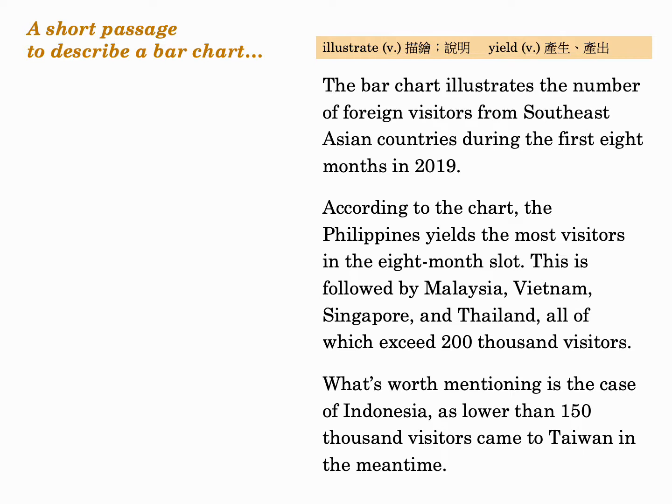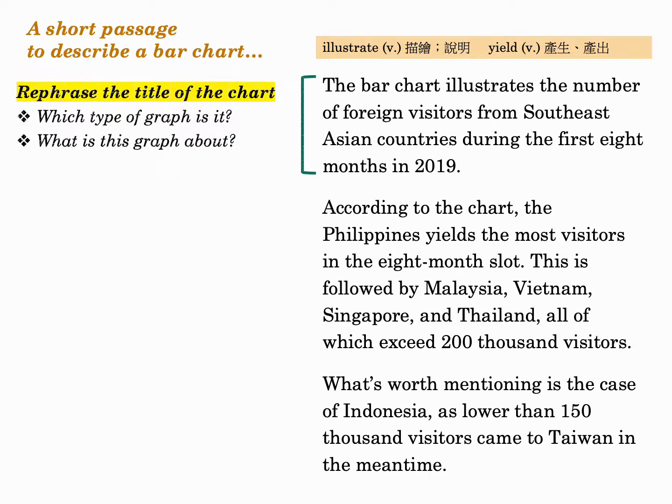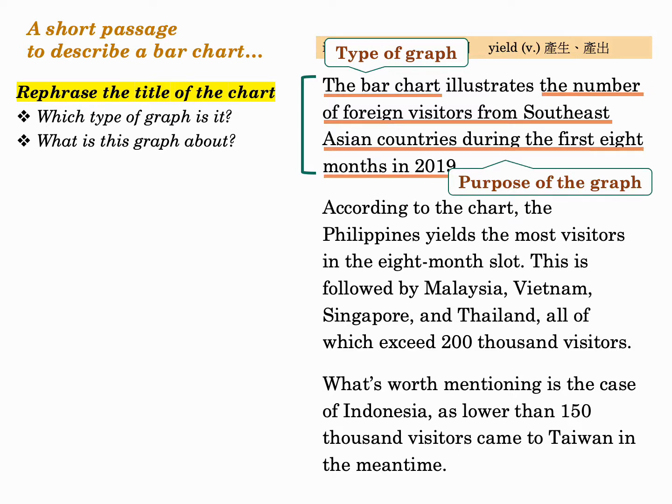Before we write a passage on a bar chart, we should read the graph closely. In the beginning of a passage, we often introduce which type of graph is used here, and the purpose of the graph. In this example passage, apparently, we're writing on a bar chart. And the purpose of this graph is to show the number of foreign visitors from Southeast Asian countries during the first 8 months in 2019.